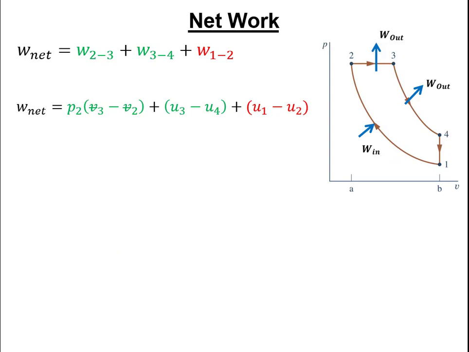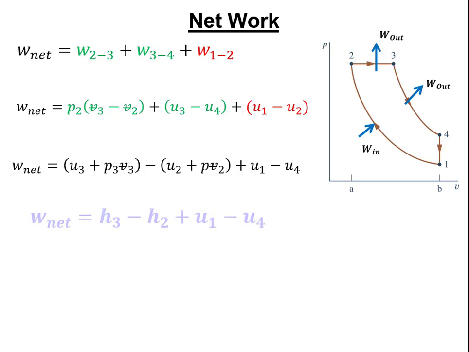Just like when I was talking about the heat in, I can collect like terms by their state, remembering that P2 is equal to P3. Again, my U plus PV terms become H terms. So my W net equation looks a lot like the Otto cycle, except that U3 minus U2 has been replaced by H3 minus H2.